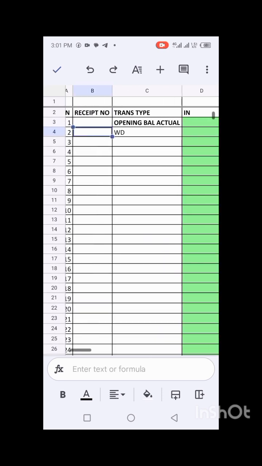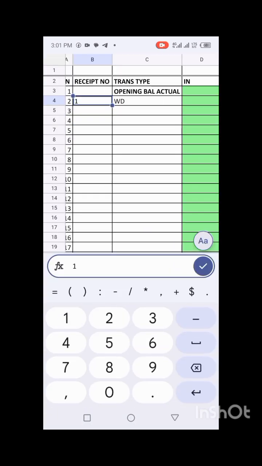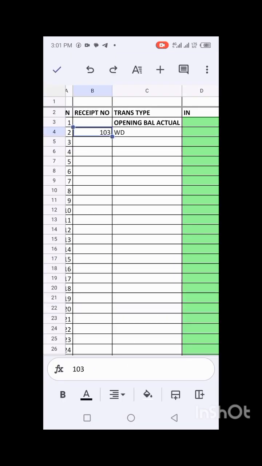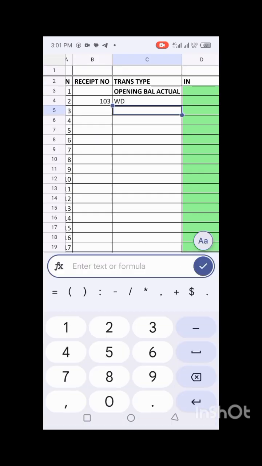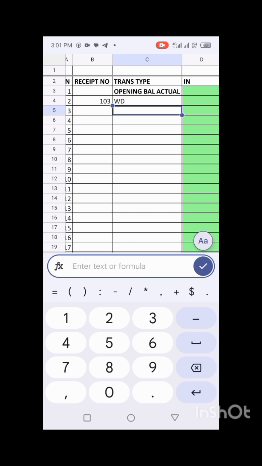Transaction 1, let's say this one is bearing receipt number 103. Okay. Transaction 2, a withdrawal, the sum is 5,000 naira. Transaction 2, the sum is 5,000 naira, and it is a withdrawal.